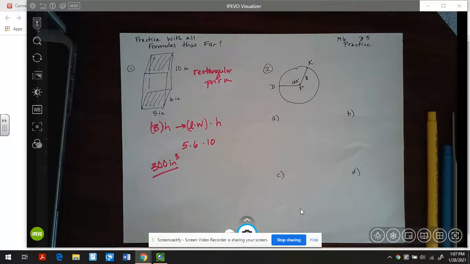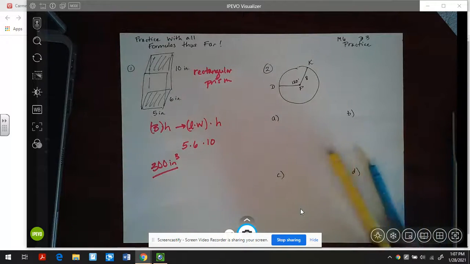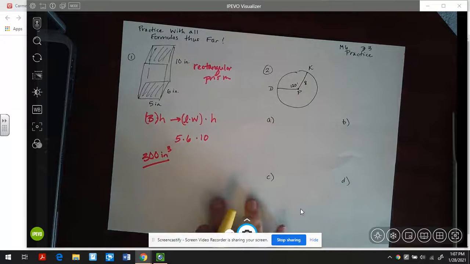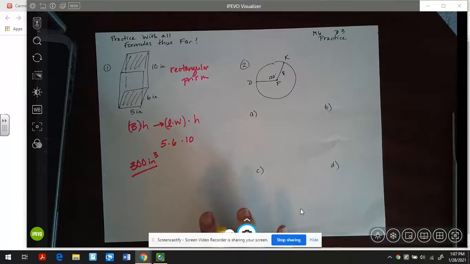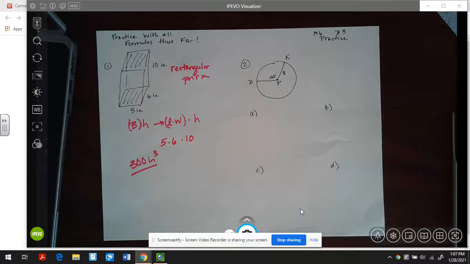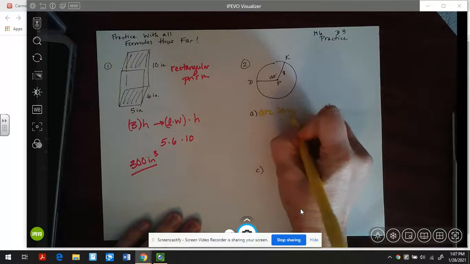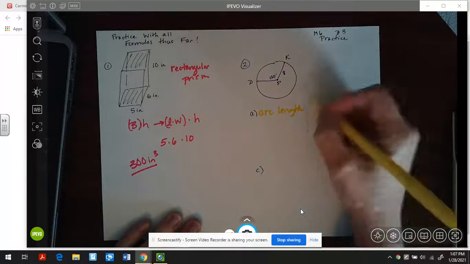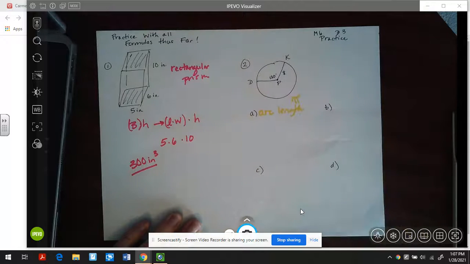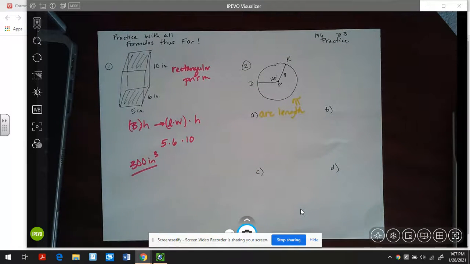Now please look at number 2. This is going to be a review from the first 2 lessons. The central angle is 120. The radius is 8. For the first problem, I want us to find the arc length in terms of pi. Please find the arc length in terms of pi.